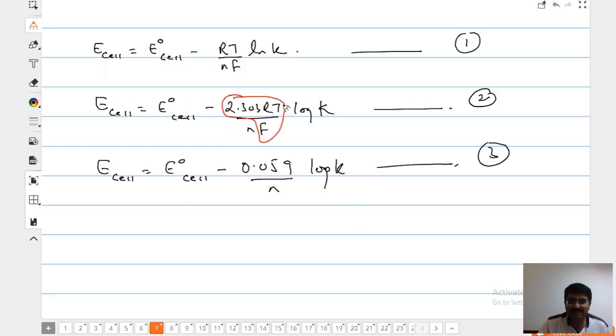No, a good question. R is constant, F is constant, and T is always going to be 298 Kelvin. T is taken as 298 Kelvin. It is the standard conditions only.